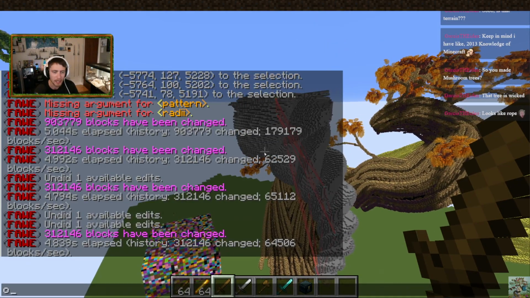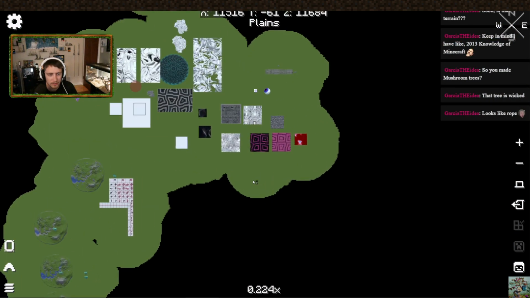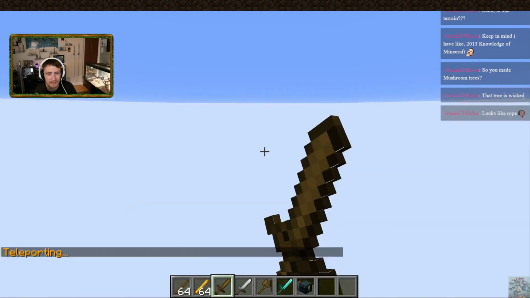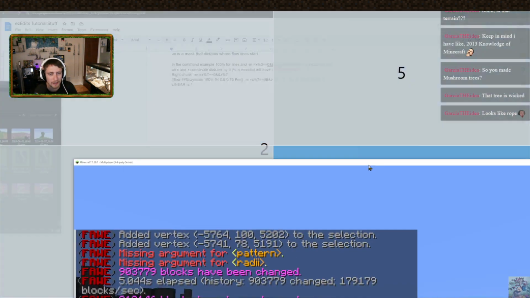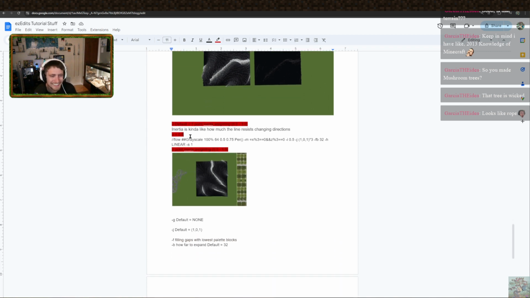But anyway, again, as per usual, getting sidetracked trying to show people things. But ezEdits is just one of those plugins that just has so much going on. It's hard to not want to just share it all at once, even though you can't. All right.